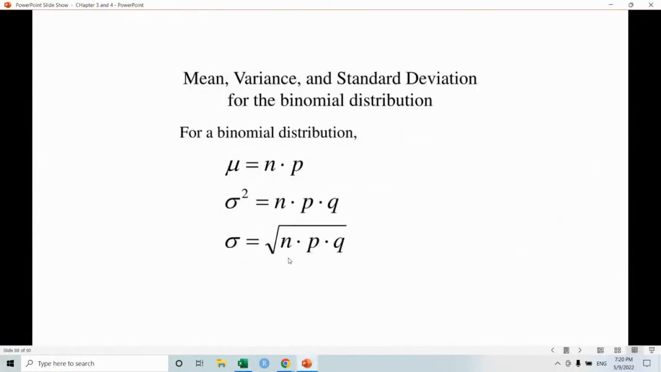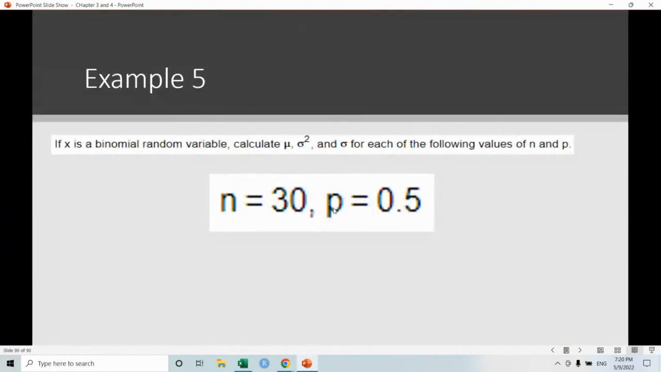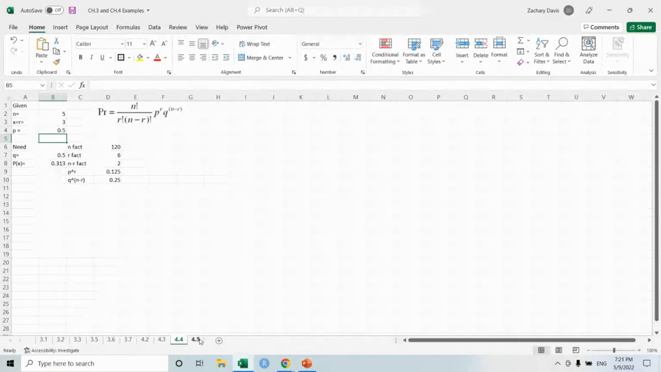Okay, so the cool thing about binomial distributions is they have some very simple ways to find the mean and the variance. So the mean is just sample size times probability, and the variance is the sample size times the probability times the complement of the probability. So we have another example. Given a binomial random variable, calculate the mean, variance, and standard deviation for a set of numbers.